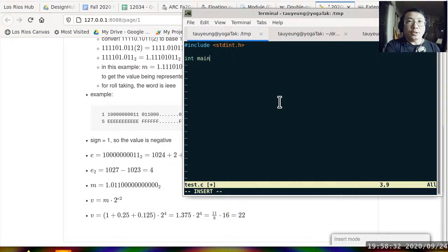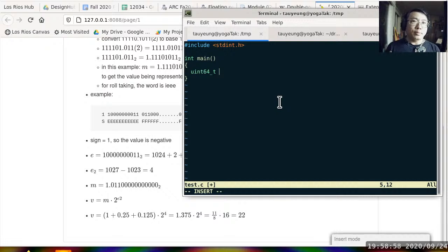But in this case, we have complete control over that, because now I can say uint64_t, which is an unsigned integer. Oh, okay, I take it back, uint64_t. There we go. So this is a typedef of a 64-bit unsigned integer.